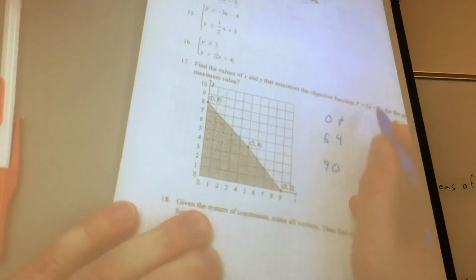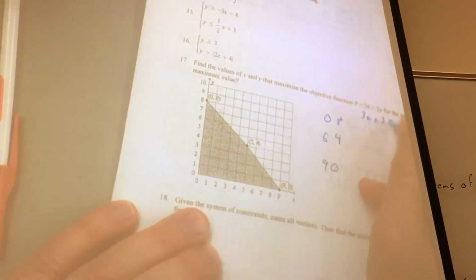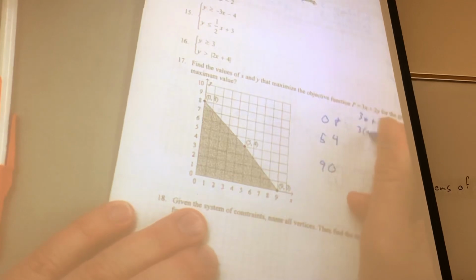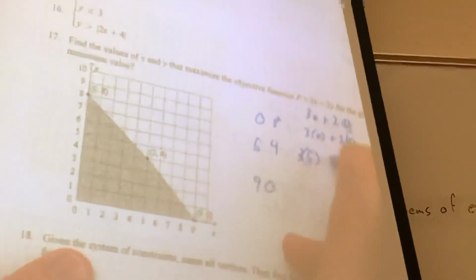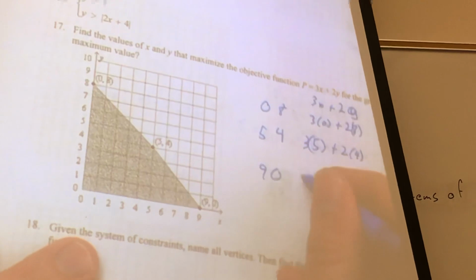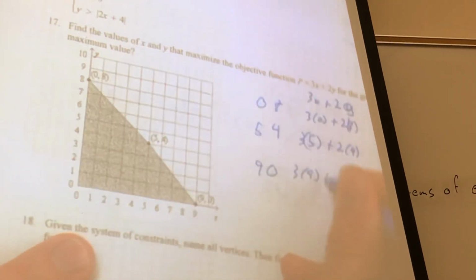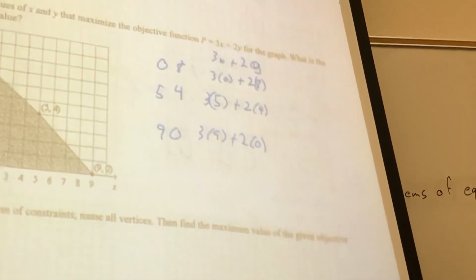My points are (0, 8), (5, 4), and (9, 0). I'm putting them into this 3x plus 2y. So that's 3 times 0 plus 2 times 8. That's 3 times 5 plus 2 times 4. And that's 3 times 9 plus 2 times 0. Whichever one of these comes up the higher number, that's going to be your maximum value.